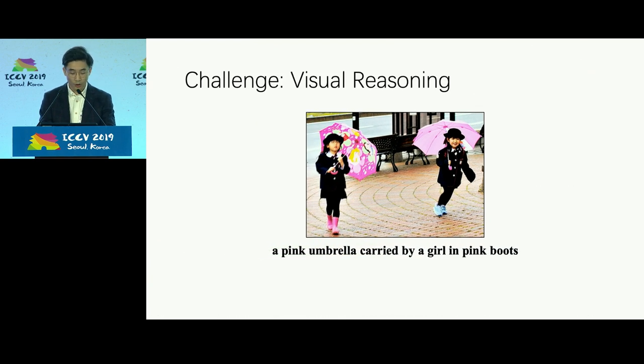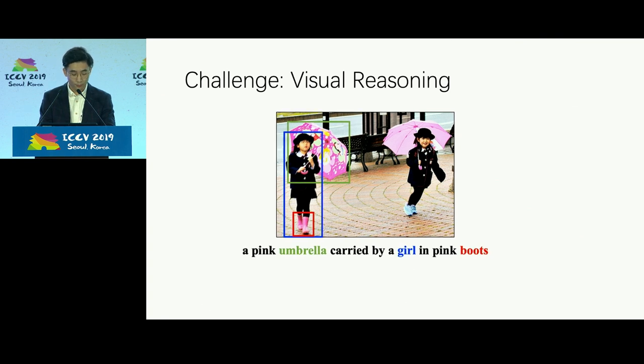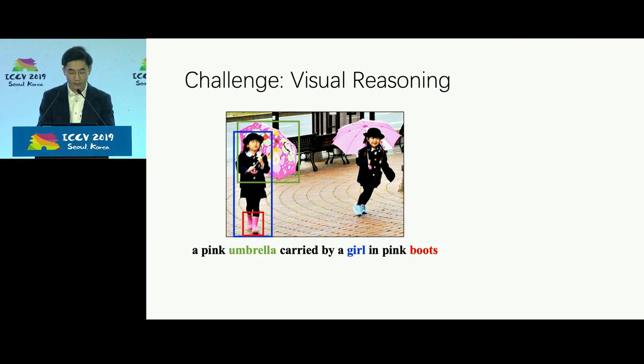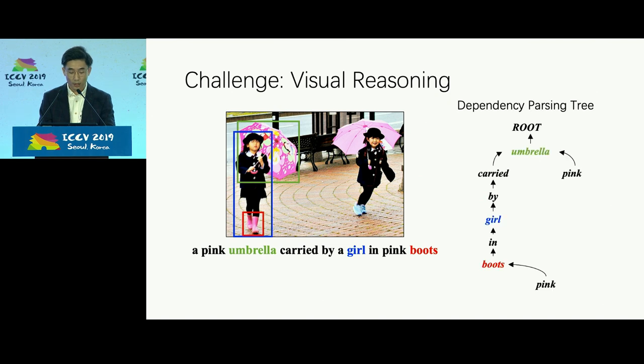Think about how we humans localize this referring expression. After reading this sentence, we humans are aware that if we want to localize the target umbrella, we should first find the pink boots in the red bounding box, and then the girl in the blue bounding box. Finally, we could localize the umbrella. To achieve this human-level reasoning process without hurting the performance as previous works, we propose to exploit the dependency parsing tree with great details, which are transparent and explainable to human beings.